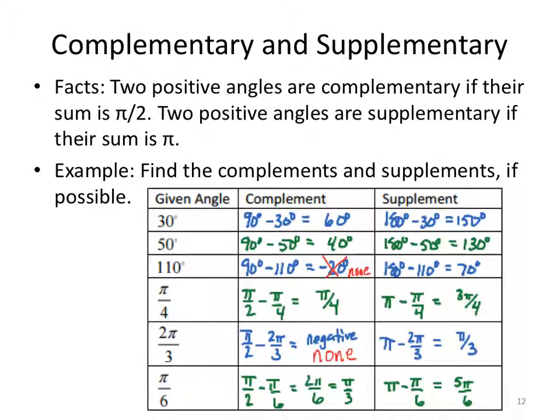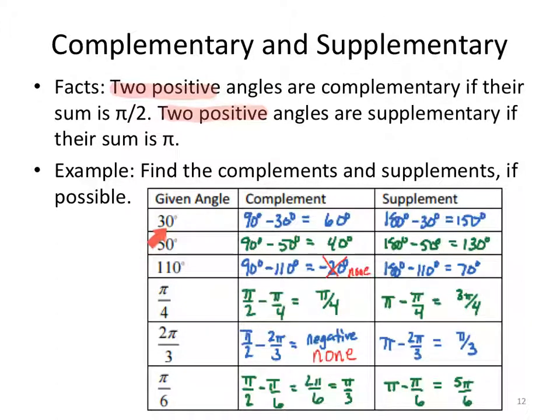But this is key. I'm going to highlight it. 2 positive angles. So only positive angles can have a complement or a supplement. So let's look at an example, and I just put it in table form. It's a little easier than slide to slide to slide.